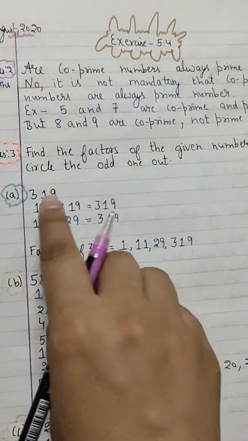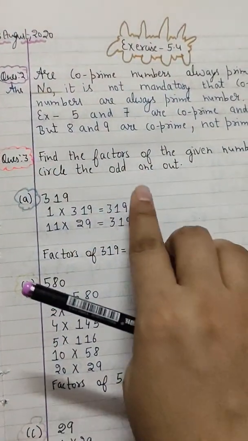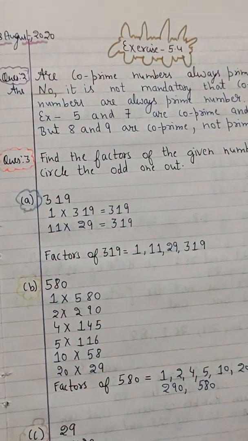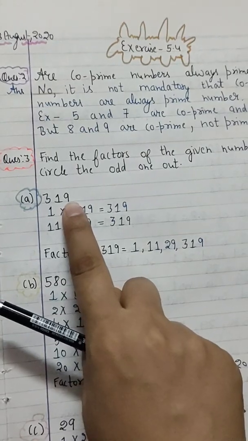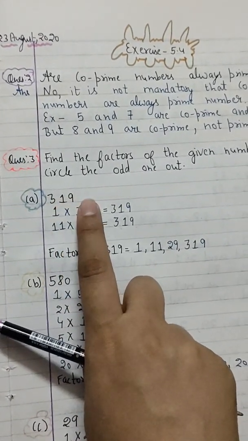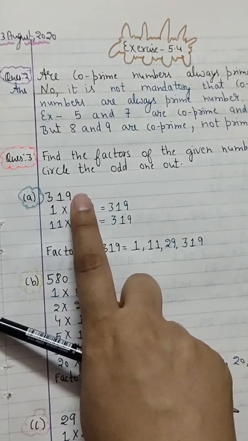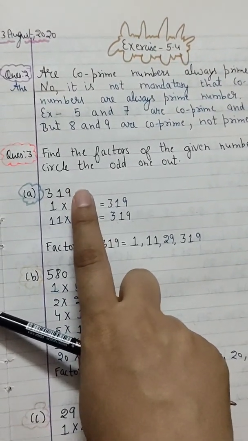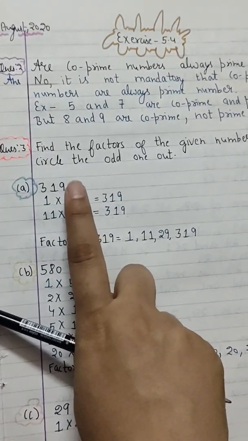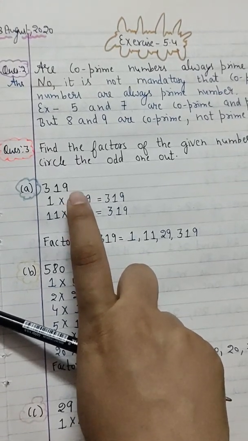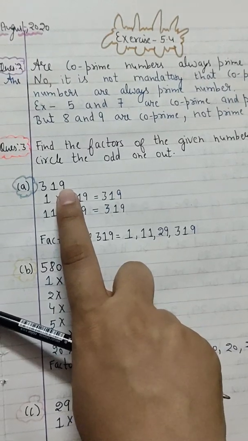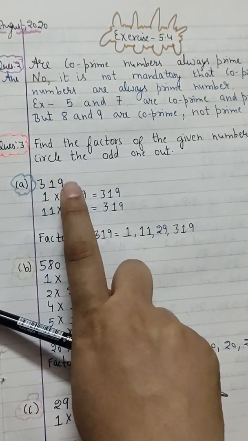1 is a factor of all numbers, so 1 into 319 will be the first factor pair we write. Next, we check from 2 to 10. 9 is at the ones place, so it is not divisible by 2. 3 plus 1 is 4, 4 plus 9 is 13, and 13 does not come in the table of 9, so it is not divisible by 3. 19 does not come in the table of 4, so it is not divisible by 4. For divisibility by 5 it needs 5 or 0 at the ones place, but it has 9, so it is not divisible by 5.